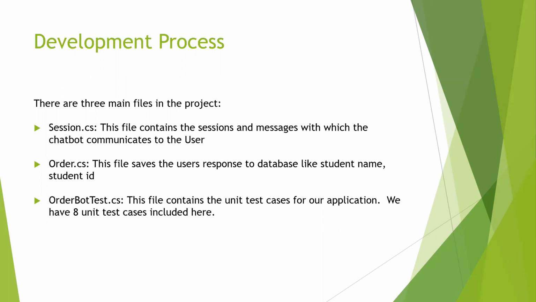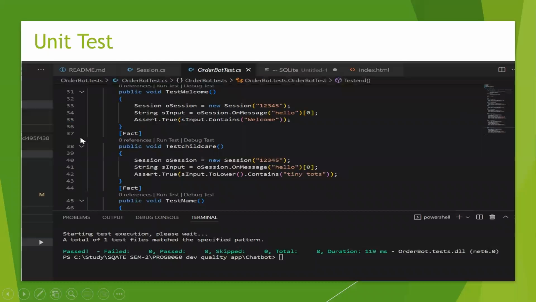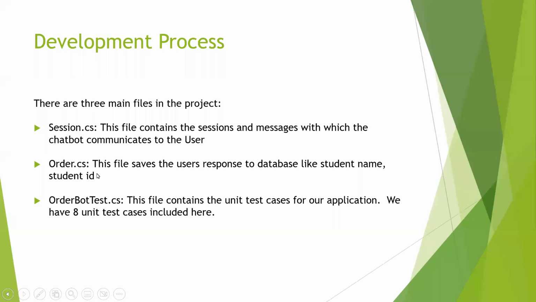And orderbot.test.cs is the file that contains the unit test cases related to our application. We have written 8 unit test cases in this orderbot.test.cs file. And the orderbot.test.cs file checks each and every line of the code to ensure it's working correctly.